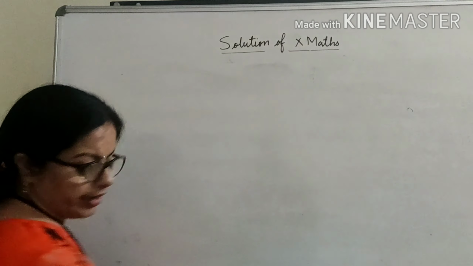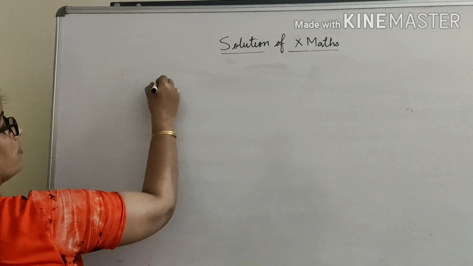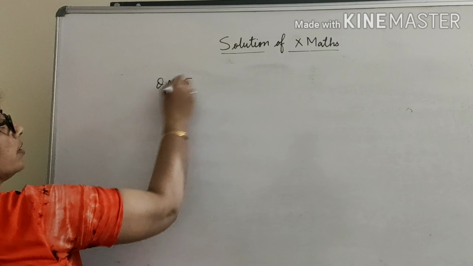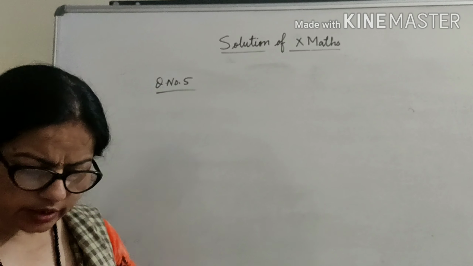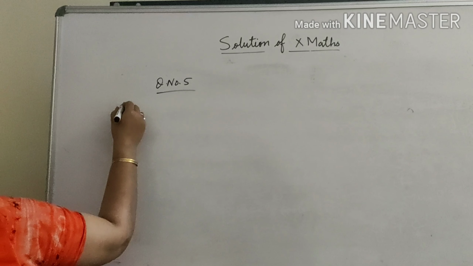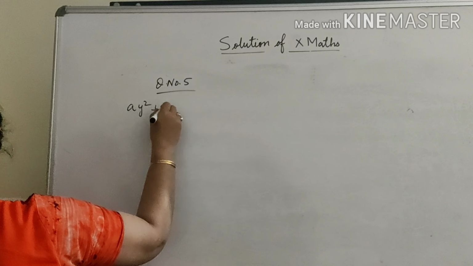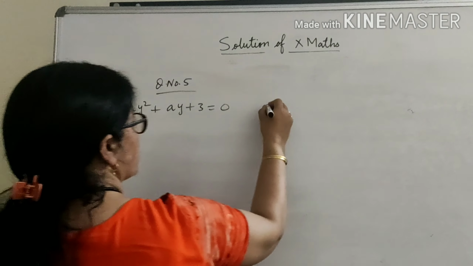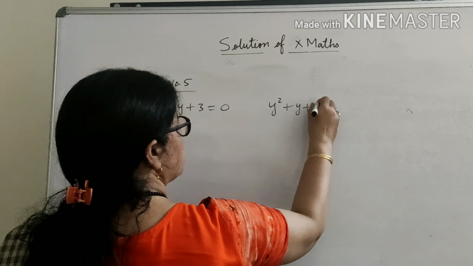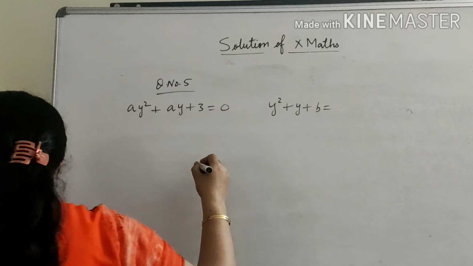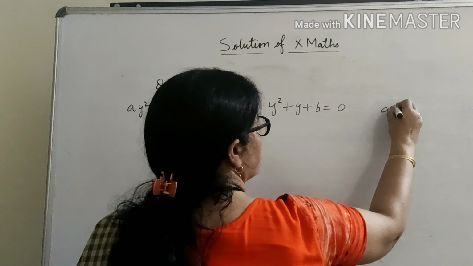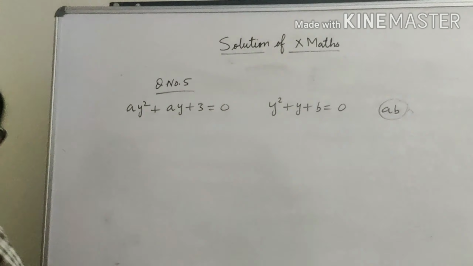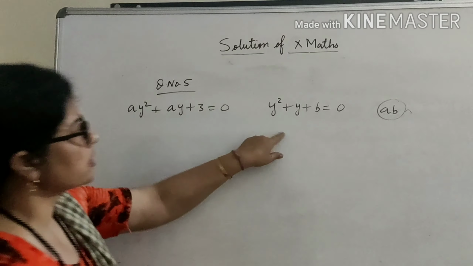In question number 5, he is saying that 1 is the root of two equations: ax square plus ax plus 3 equal to 0, and y square plus y plus b equal to 0. Find the value of ab. 1 is the root of both equations.